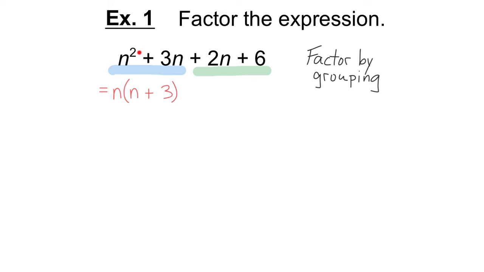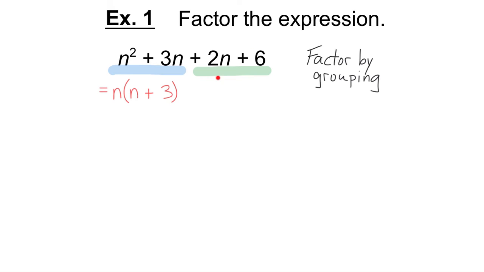If I look at n squared and 3n, they both have n as a factor. The factors of n squared are n and n. The factors of 3n are 3 and n. So n is the greatest common factor. Now, what do I multiply n by to get n squared plus 3n? Well, n plus 3. n times n is n squared. n times 3 is 3n. So n squared plus 3n can be factored like this.